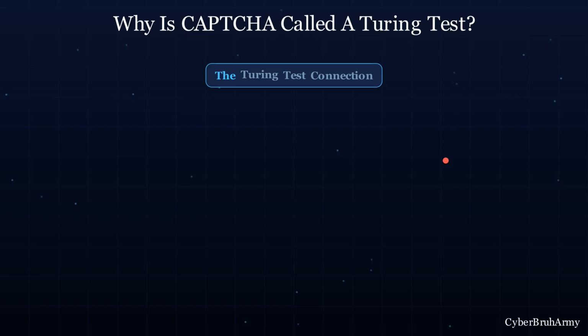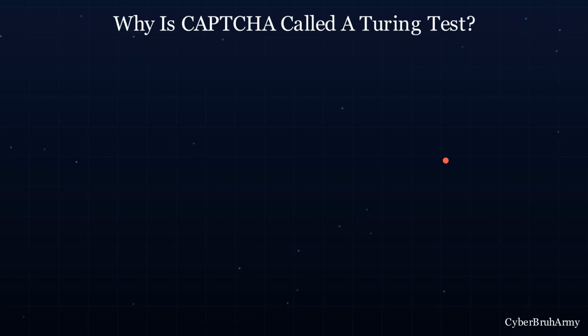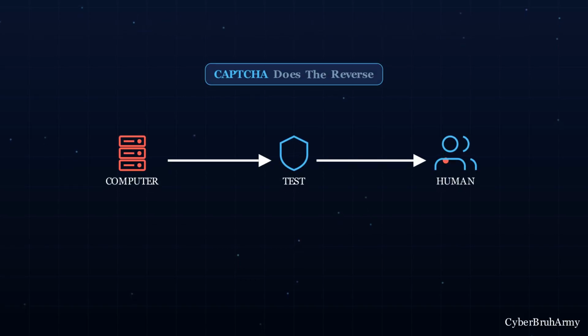The name CAPTCHA references the Turing test, a concept introduced by Alan Turing in 1950 to evaluate whether machine behavior could resemble human behavior. A traditional Turing test asks whether a computer can convincingly imitate human behavior, while a CAPTCHA generally does the reverse by trying to determine whether a supposed human is actually a bot.